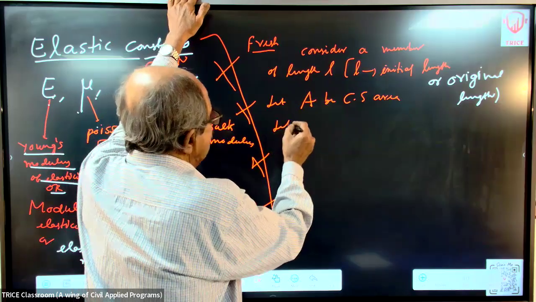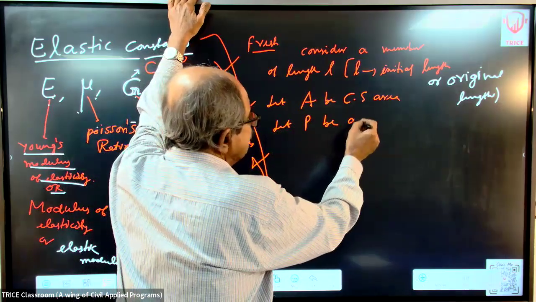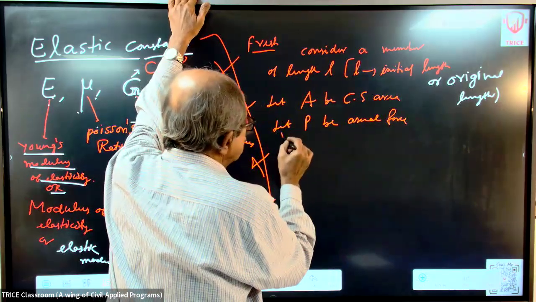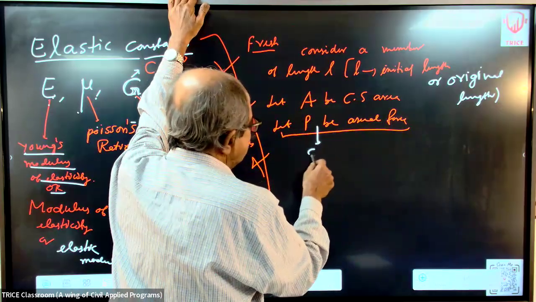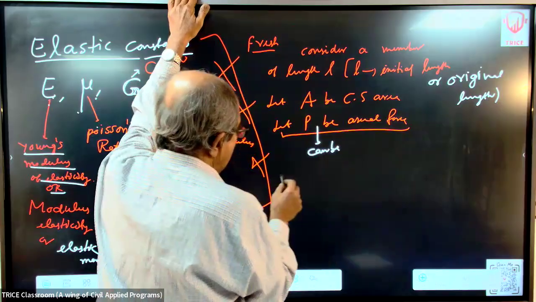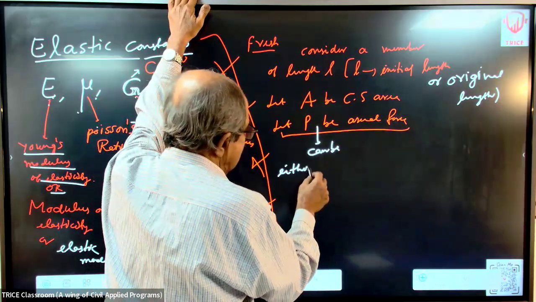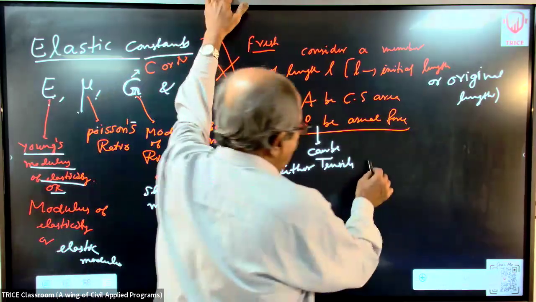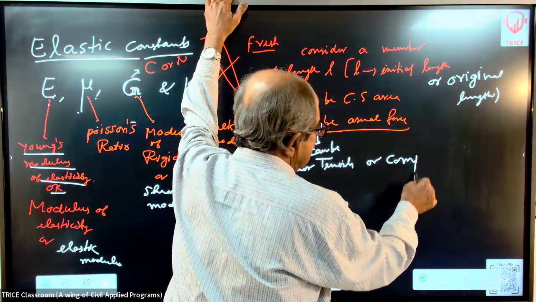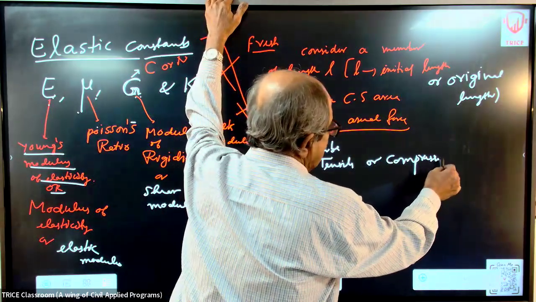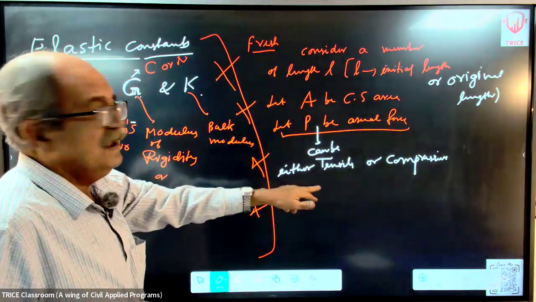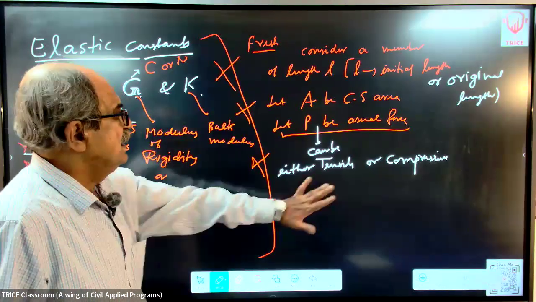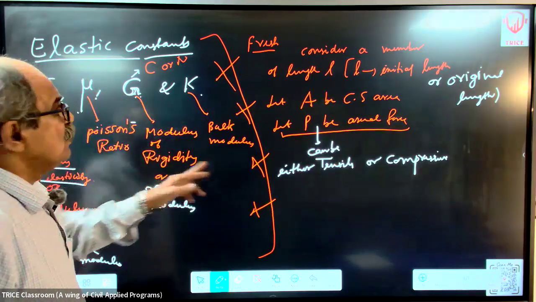Next, let P be axial force. Axial force can be either tensile, meaning producing tension, or it can be compressive. I will discuss it. P is axial force, and A is cross-sectional area. Now what I wrote, you should write.